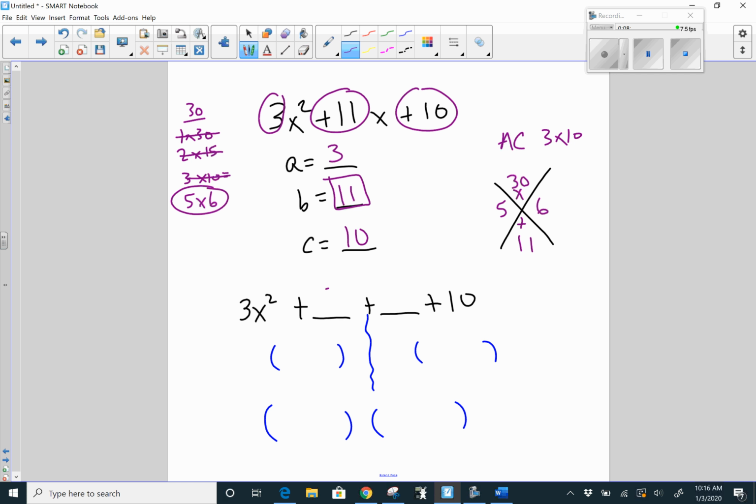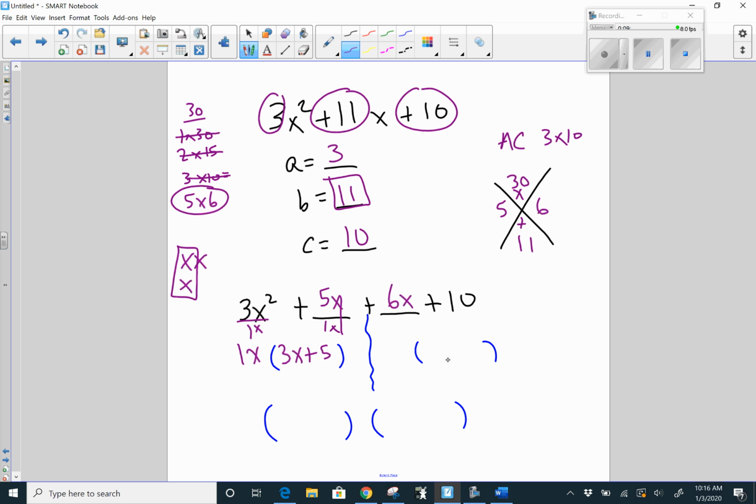So what we're going to do here is we're going to put 5x, 6x. Here, between 3 and 5, the greatest common factor is 1. Between x squared and x, there's 1 x that's in common. So I'm going to factor out an x. What you're going to do here is you're going to divide by the number that we just figured out. So 3 divided by 1 is 3. x squared divided by x is x. Here, there's a plus sign. So 5 divided by 1 is 5. The x's cancel. Okay. This one over here, between 6 and 10.